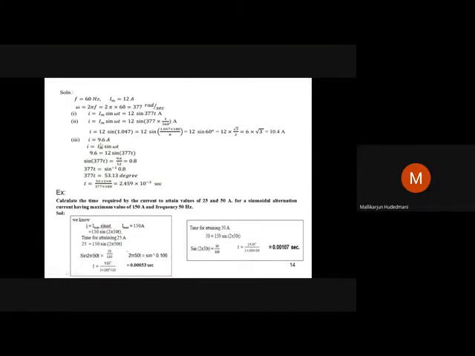I equal to 9.6. What am I doing? I am comparing this: 9.6 equal to 12 sine 377t. So sine 377t is 9.6 divided by 12. I need not do it in steps. I can directly do t equal to inverse sine of the ratio divided by 377. If I calculate, I'll be able to get 2.459 millisecond. So this is the answer for 9.6 milliampere.